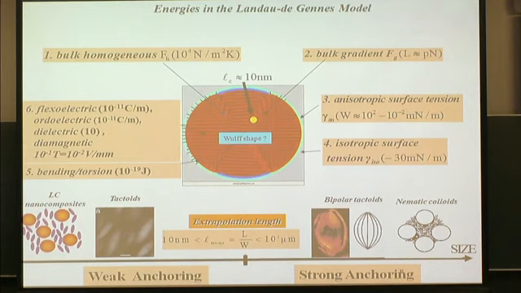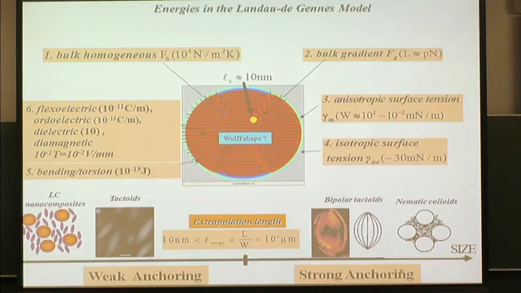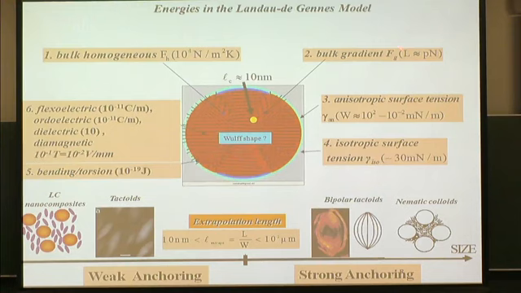So the ratio of these two numbers defines an important length scale, which is the disclination line size, which is 10 nanometers. The ratio of gradient elasticity to anisotropic surface tension is a key number. It's called the extrapolation length. So L divided by W is the key number. It has units of length because W has units of energy per unit length. So you have an internal length scale in the system, which is called the extrapolation length. So the key physics is this.